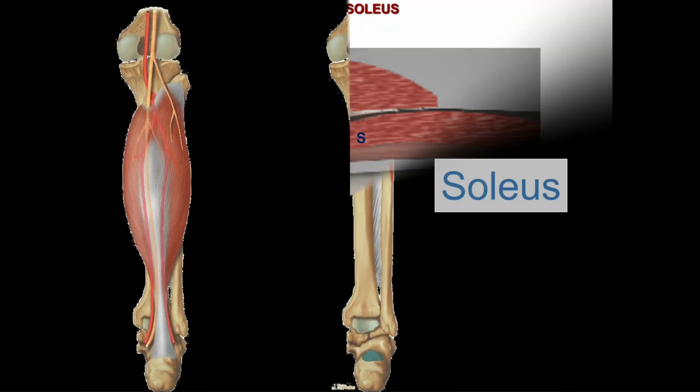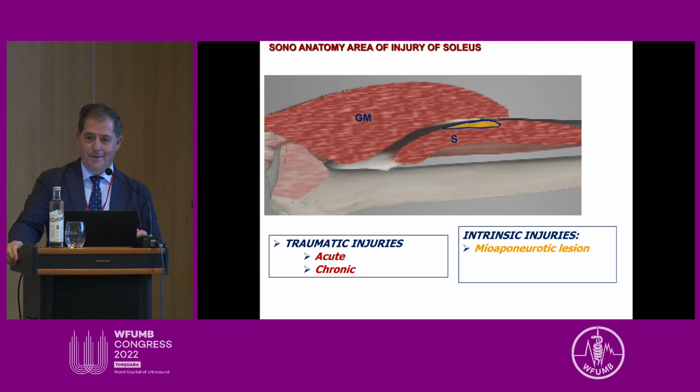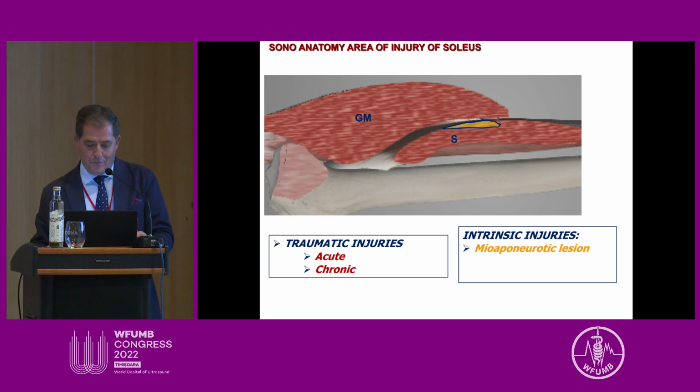The second muscle is the soleus. We distinguish both kinds of injury, traumatic injuries and intrinsic injuries. Normally, until a few years ago, we needed the MRI always for this diagnosis, but now we can identify some injuries, probably because the devices and the probes have more resolution.